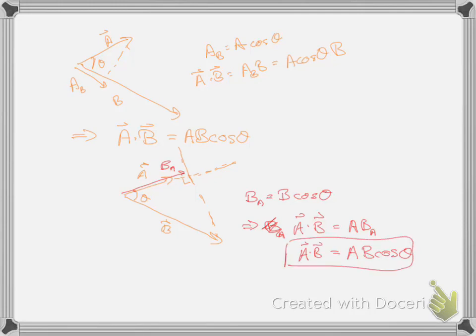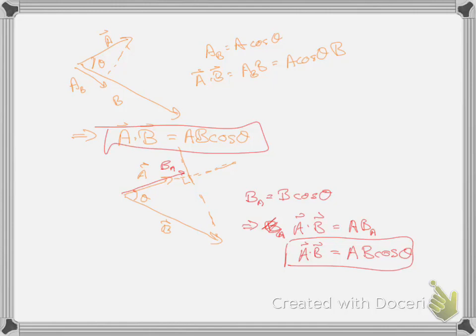A dot B is AB cosine theta. It's the projection of one vector along the other times the length of the other vector. That's the scalar product of two vectors, scalar product or dot product. So let's make sure we understand what this equation says.